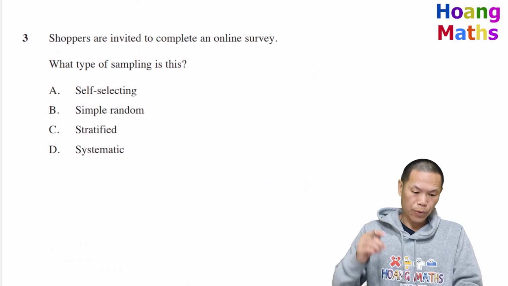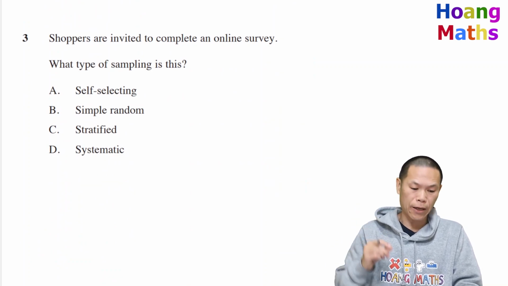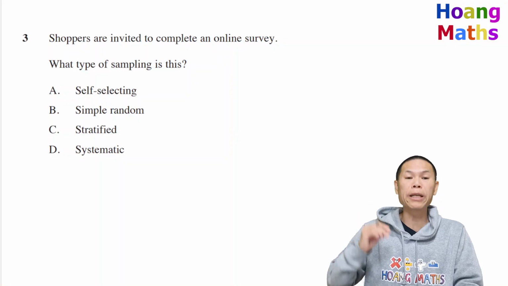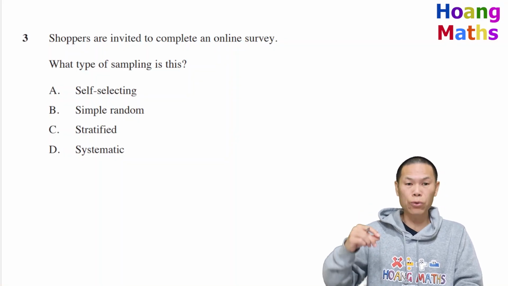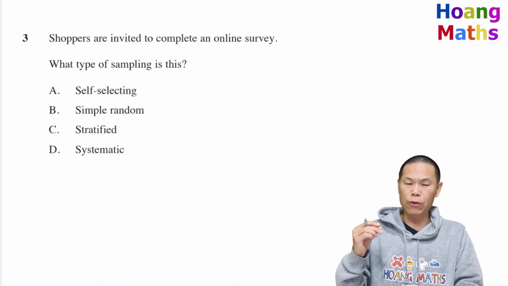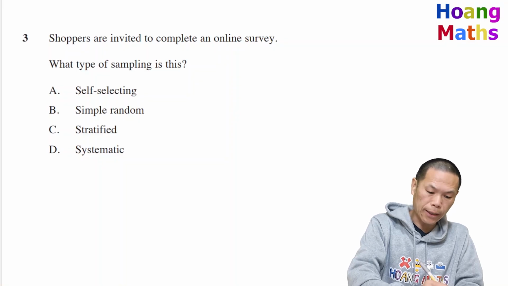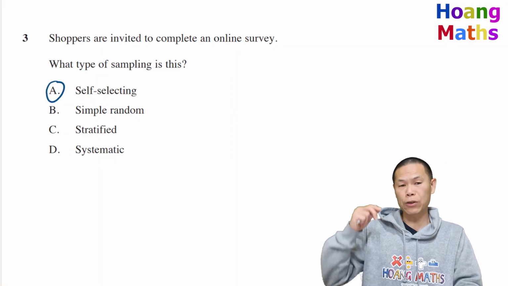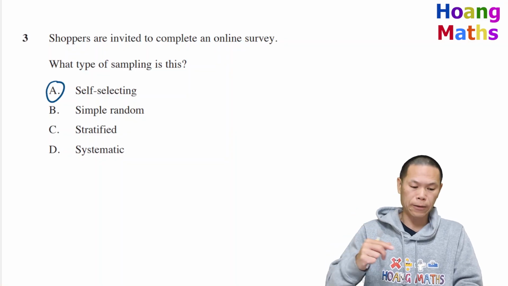Question number 3. Shoppers are invited to complete an online survey. What type of sampling is this? So shoppers are invited to complete a survey, which means they have a choice, right? So we call this self-selecting. The shopper can choose to either do the survey or not. So, self-selecting.